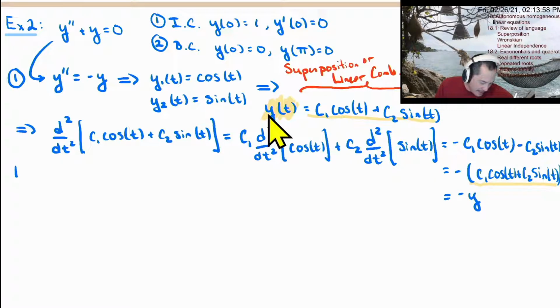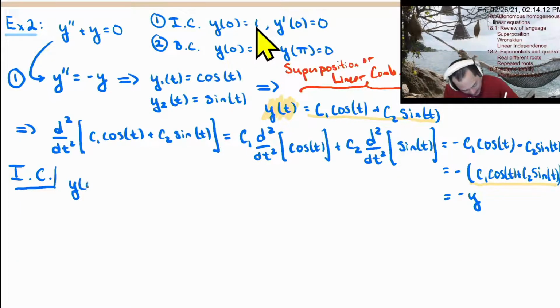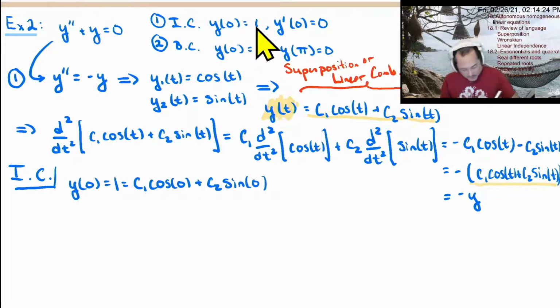So, the application of the initial condition. The initial condition step is going to look like the following. What is it I know? IC means initial condition. I know that y of 0 is equal to 1. So that means y of 0 is equal to 1, which is equal to c1 cos 0 plus c2 sine 0. But sine of 0 is just 0. Cosine of 0 is just 1. So what comes out of this back end here is just a c1.